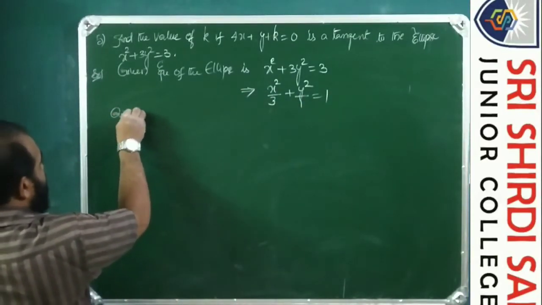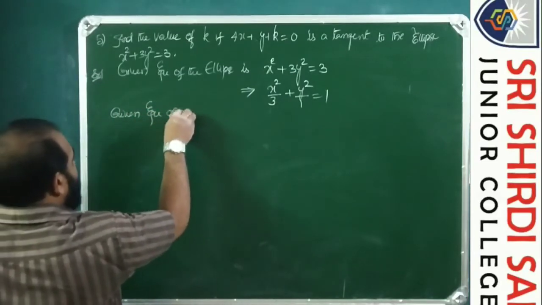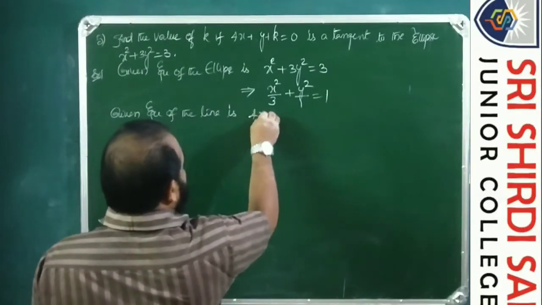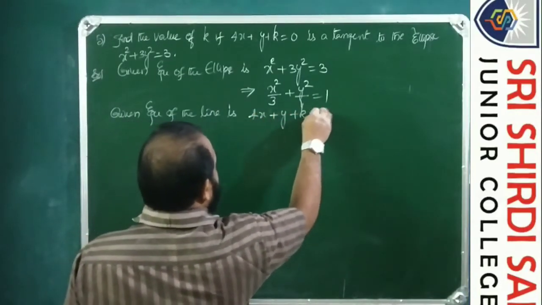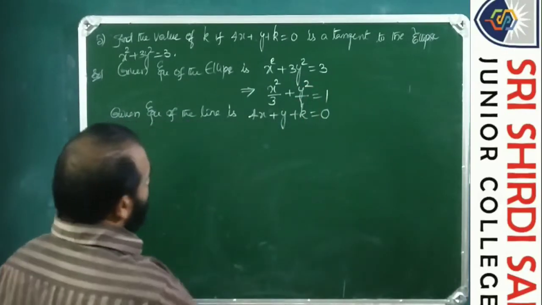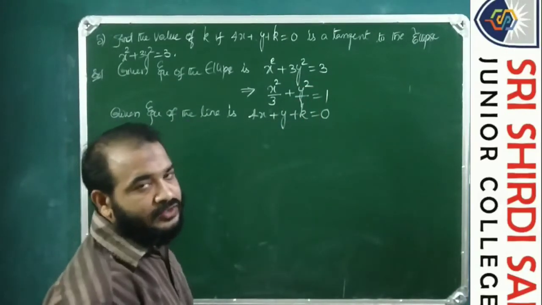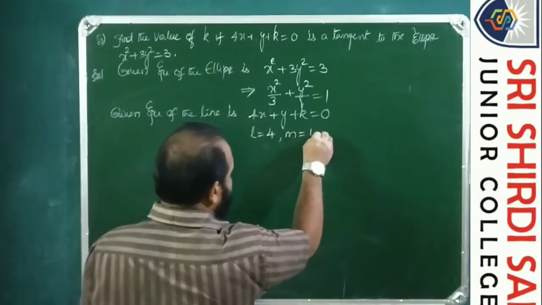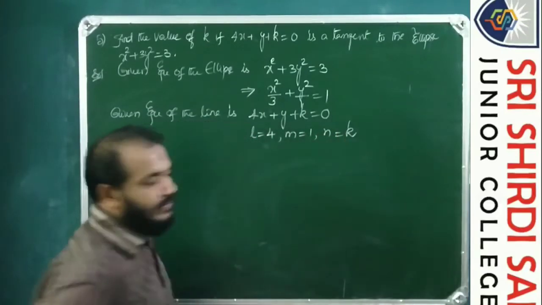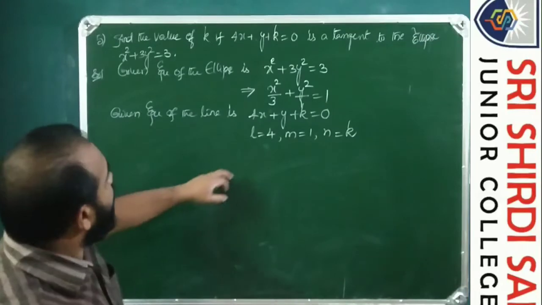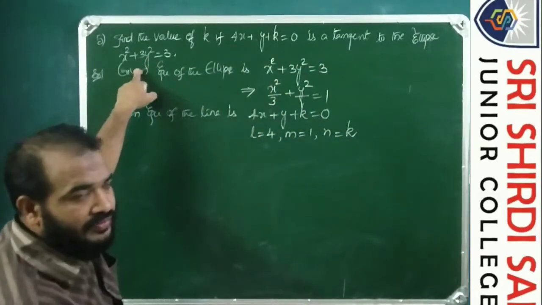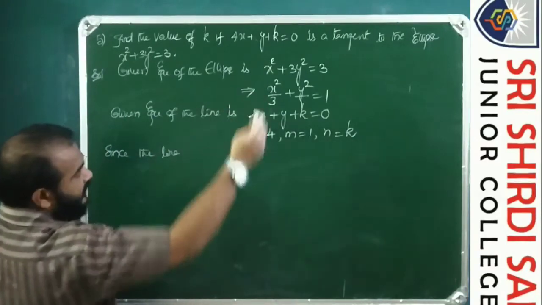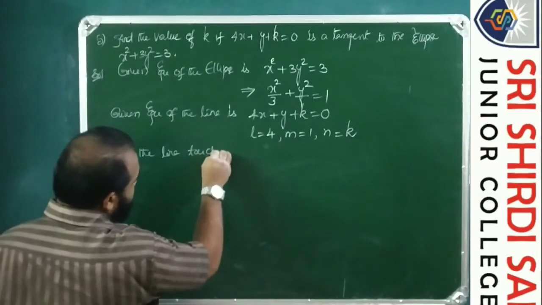So given equation of the line is 4x plus 5y plus k equals to 0. So if you compare this with the line Lx plus My plus n equals to 0, then this is L equals to 4, M equals to 5, N equals to k. So since this line is a tangent to this ellipse, since the line is a tangent means it touches the ellipse.